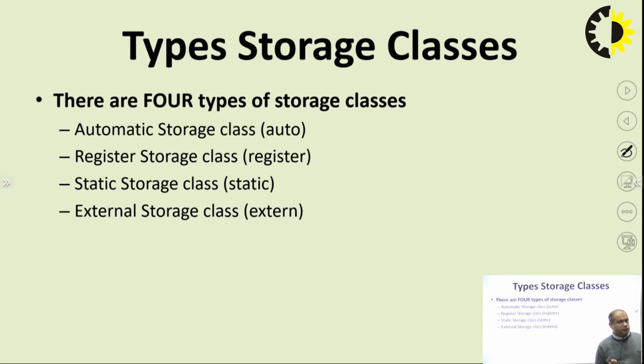So, there are four types of storage class in C. First is the automatic storage class, second is the register storage class, third is the static storage class, fourth is the external storage class. Automatic storage class with keyword auto, register storage class with keyword register, static storage class with the keyword static, and external storage class with keyword extern.